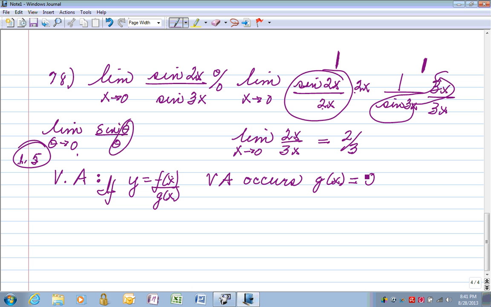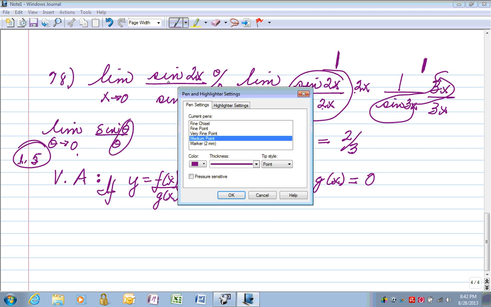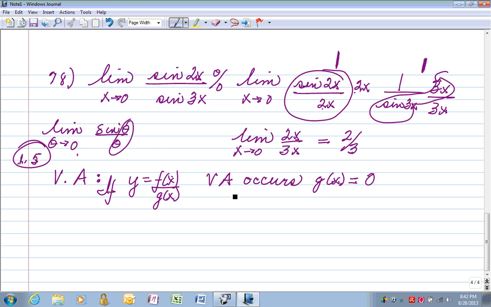I'm turning the page, and that's the noise you're hearing, and I'm looking for problems of 1.5. So I'm going to change my pen. I've said all the important stuff. So let's change the color again to basic black, and away we go.